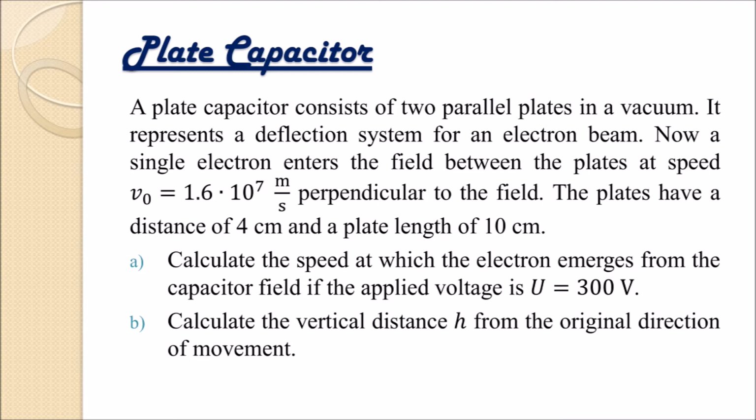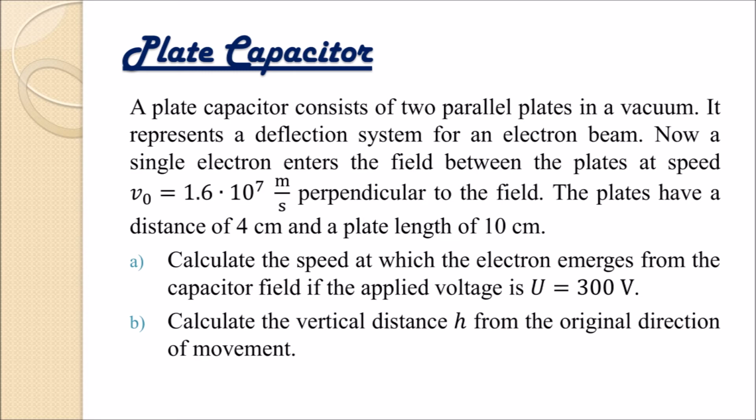This single electron enters the field between the plates at a speed of v0 equals 1.6 times 10 to the power of 7 meters per second, perpendicular to the field. The plates have a distance of 4 centimeters and a plate length of 10 centimeters. A, calculate the speed at which the electron emerges from the capacitor field if the applied voltage is U equals 300 volt, and B, calculate the vertical distance h from the original direction of movement.